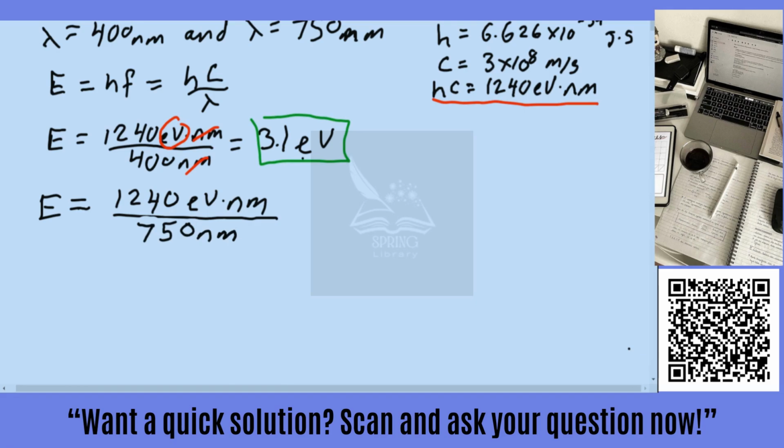Alright, and we want to do unit analysis again here. So nanometers and nanometers will cancel out, and I am left with electron volts. That is exactly what I'm looking for. And this here just gets plugged into the calculator again, and I get 1.65 electron volts. Alright, so in electron volts, you see our range here is 1.65 electron volts to 3.1 electron volts.